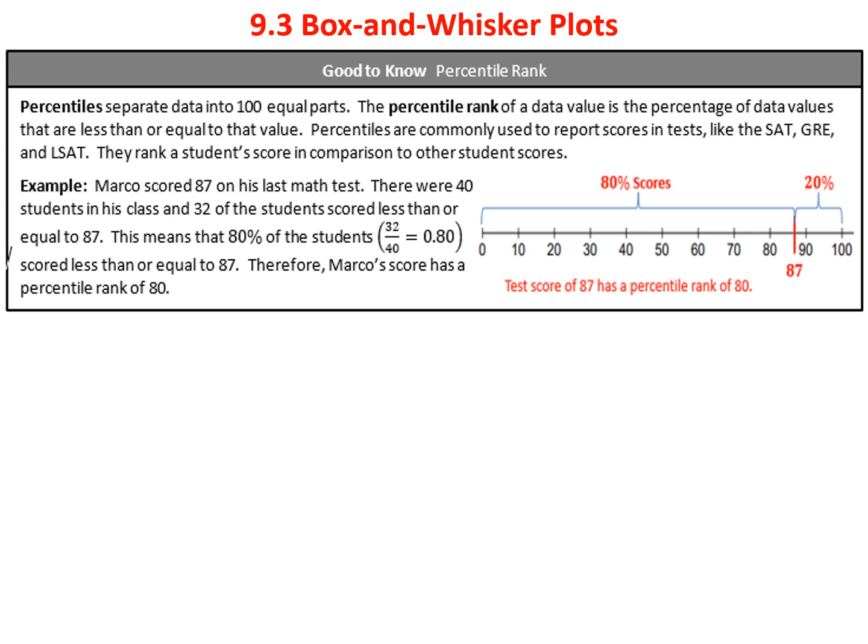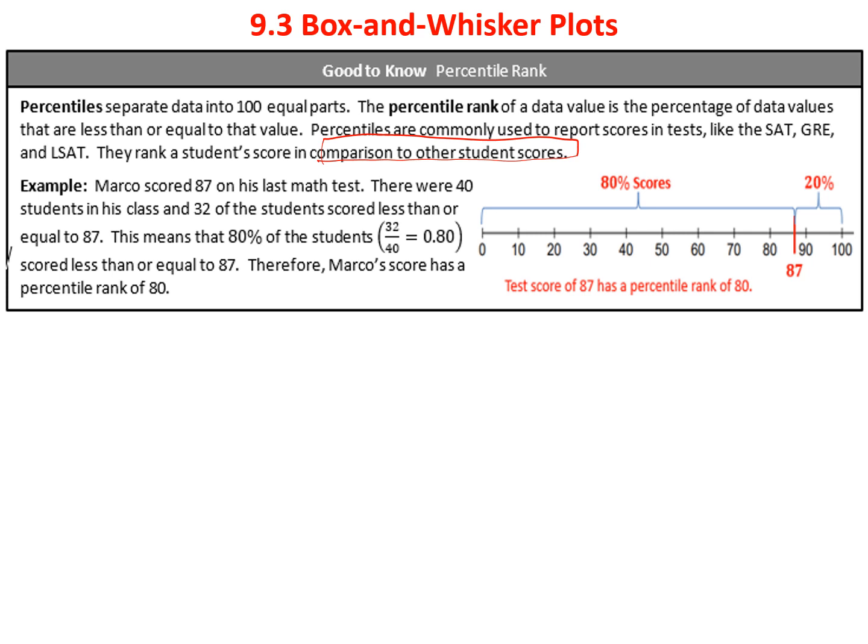Now, percentiles, in essence, separate data into 100 equal parts. The percentile rank of a data value is the percentage of the data values that are less than or equal to that value. Percentiles are commonly used to report scores in tests like the SAT, the GRE, the LSAT. They rank a student's score in comparison, and that's the key here, in comparison to other students. It isn't what you got on the test, it's how well you did compared to how other students did.